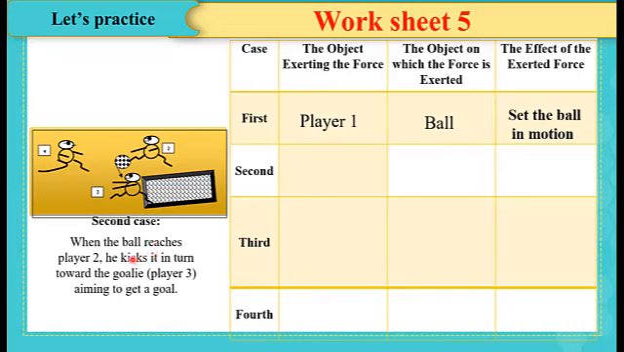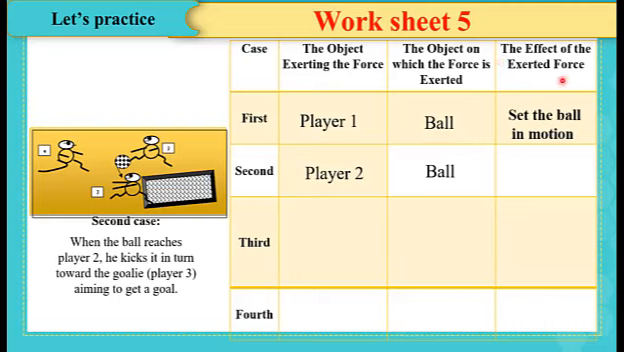Second case. When the ball reaches player 2, he kicks it in turn toward the goalie, which is player 3, aiming to get a goal. Indicate the object exerting the force. Who's doing the action? Very good, it's player 2. On whom he's doing the action? Player 2 is kicking the ball. So the object on which the force is exerted is the ball.